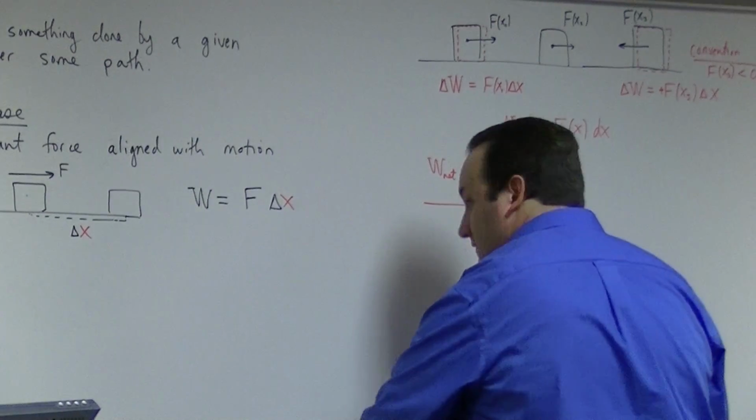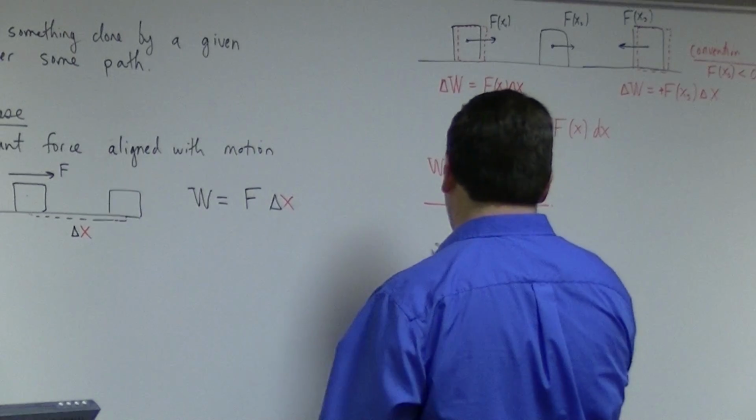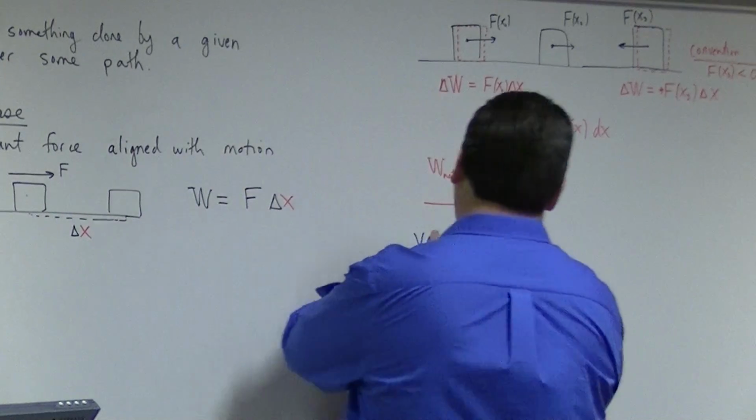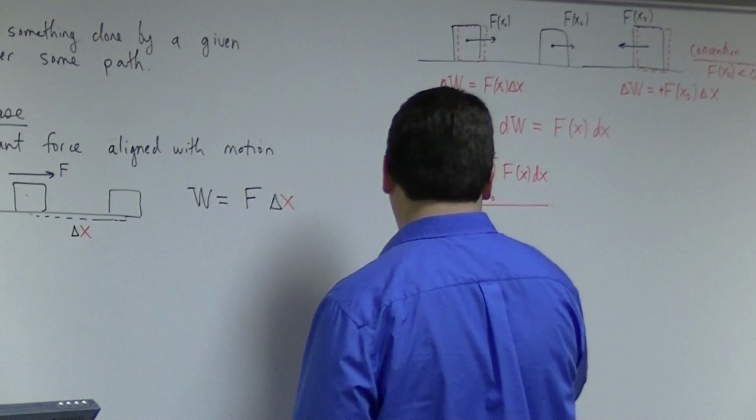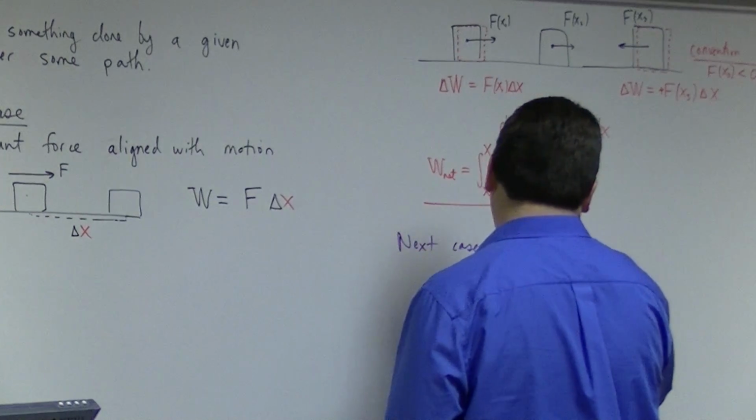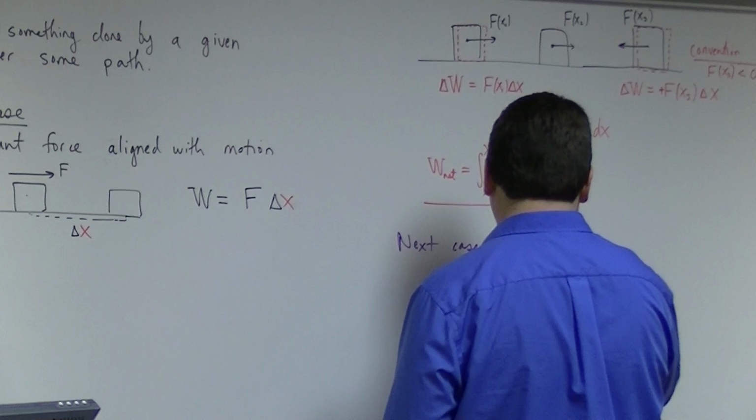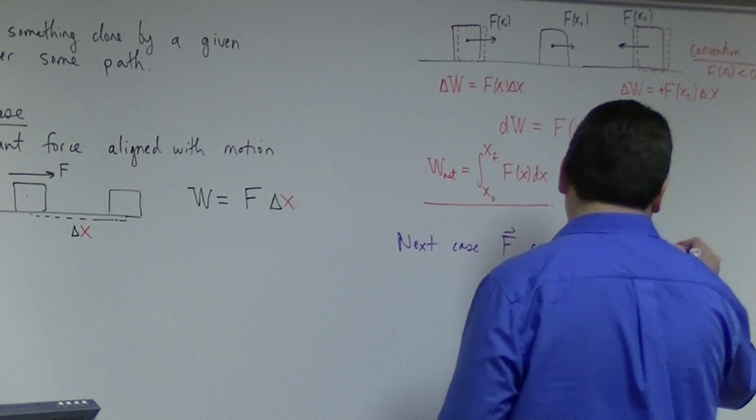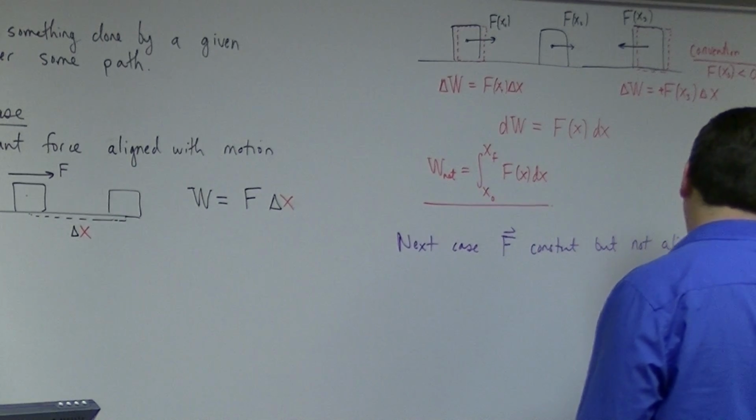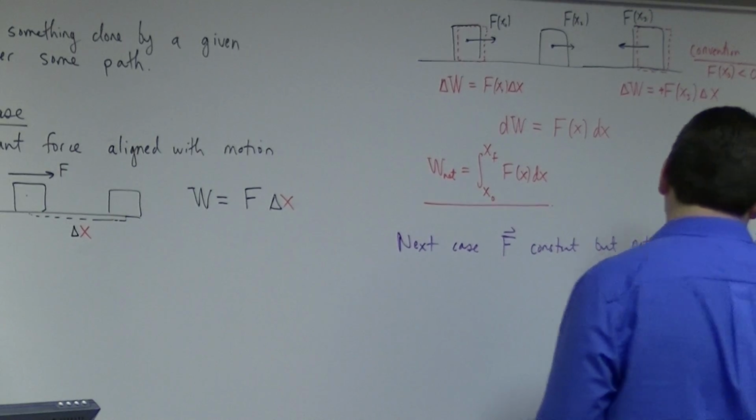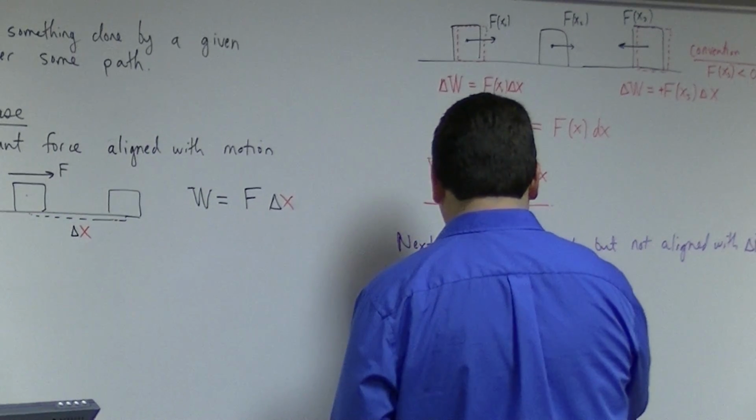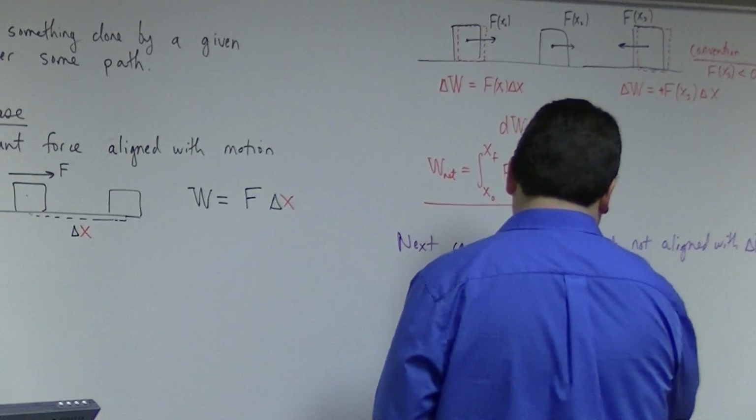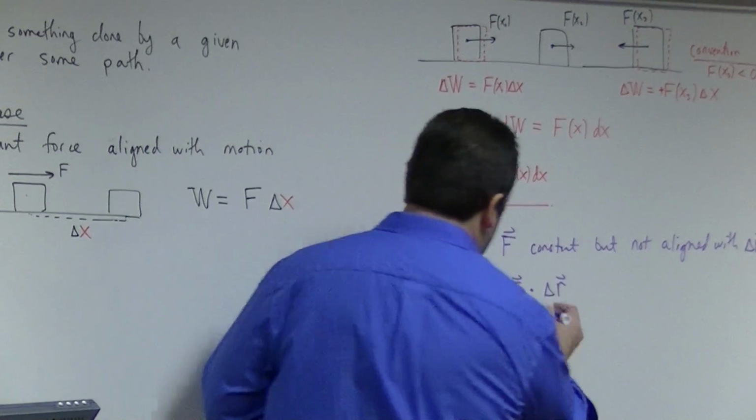So the next generalization would be, not varying, how about constant force? Next case, we could have a force that is constant, but not aligned with motion. And so the motion, generically speaking, would be delta R. So in that case, what you do is you say work is equal to the force dotted with the displacement, where this is that dot product we talked about earlier.